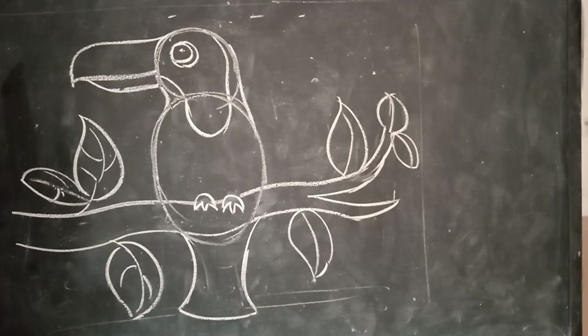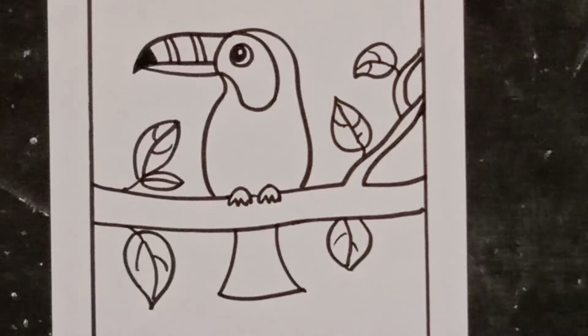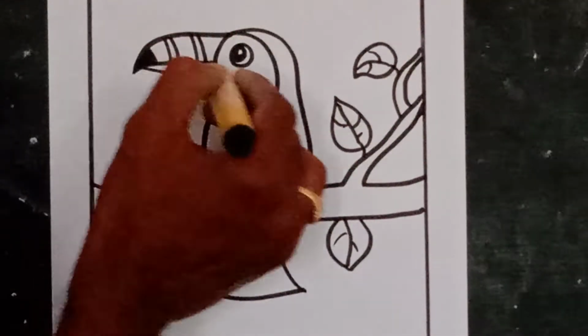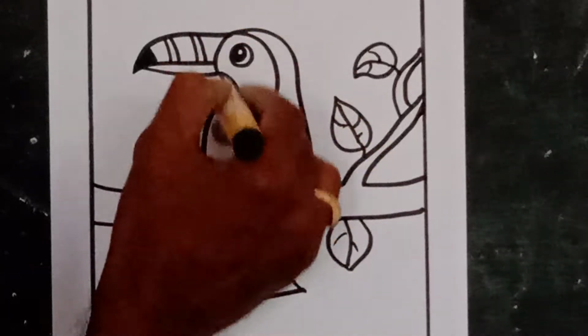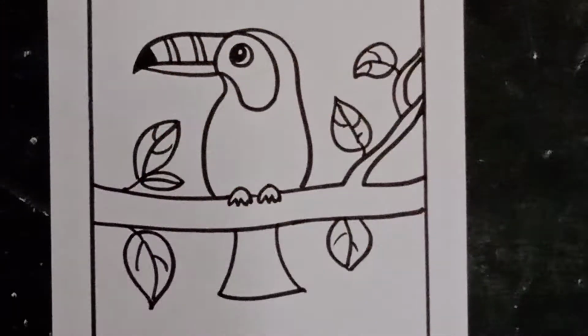Now you can take one black sketch pen or marker and try to give the picture an outline. Okay, children, take a black sketch pen or black marker and give the picture outline neatly. Later you can erase the pencil lines.